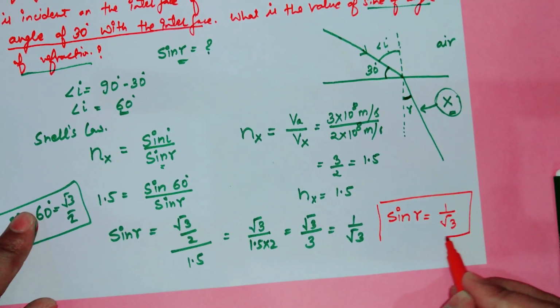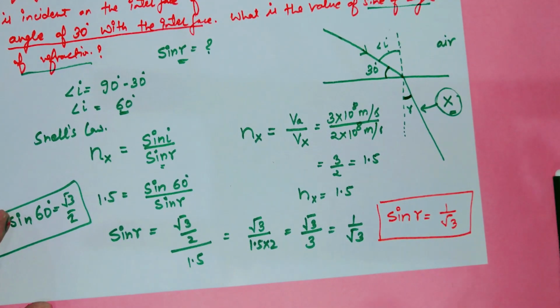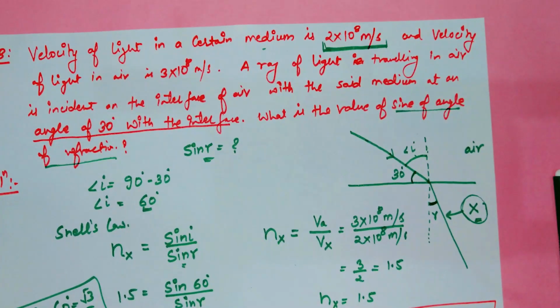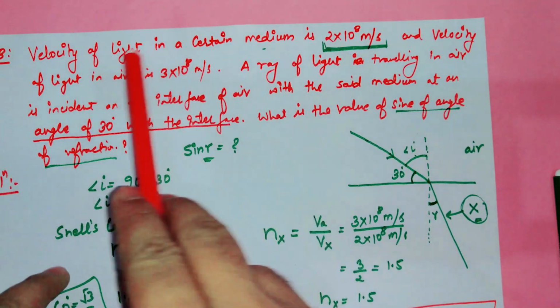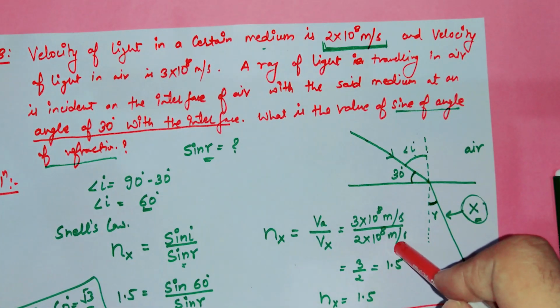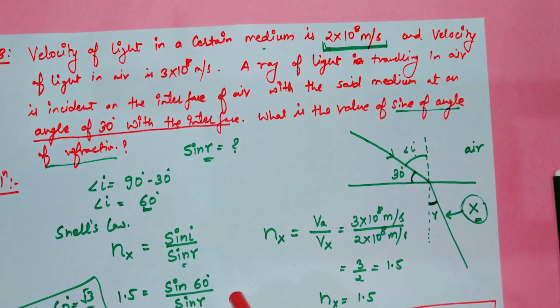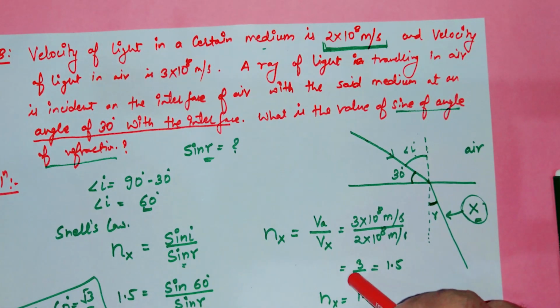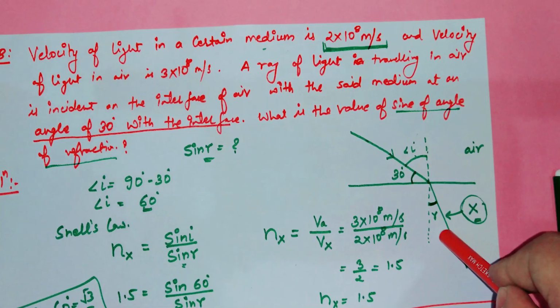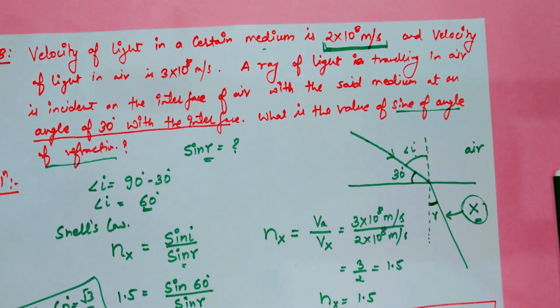So first, read the question carefully while solving the problem. Read the question carefully and write down what is given and what we have to calculate. Then recall all the information about that concept, like refractive index, how many formulas we have for refractive index, and apply these formulas to calculate the values or to get the answer. So this is how we do the question.